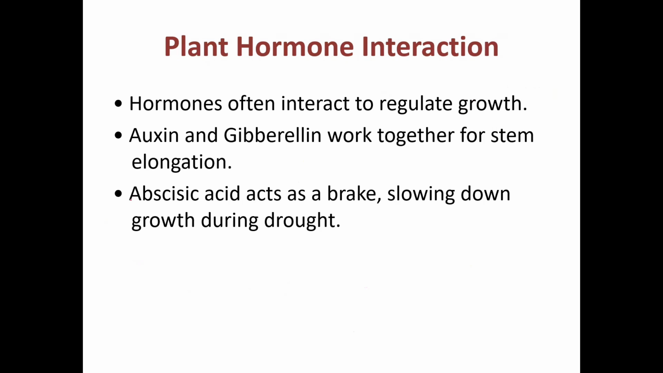So, the interaction between plant hormones. Let's take a real life example. A farmer sprays auxin on a field to help the crop grow. The farmer sprays a plant hormone, that is auxin, on a field to help the crop grow well. The farmer wants the crop to grow more and give more yield.